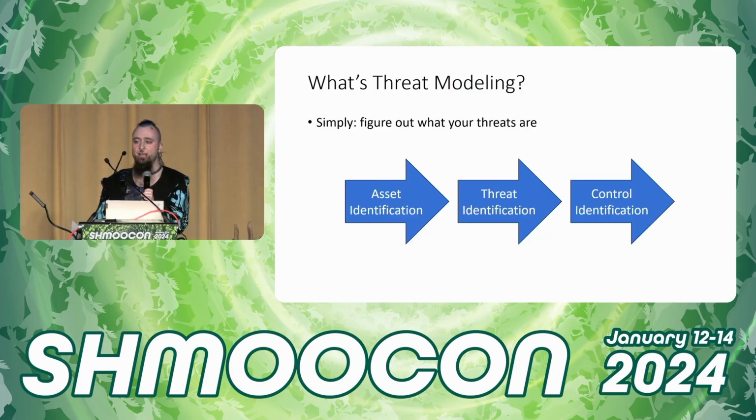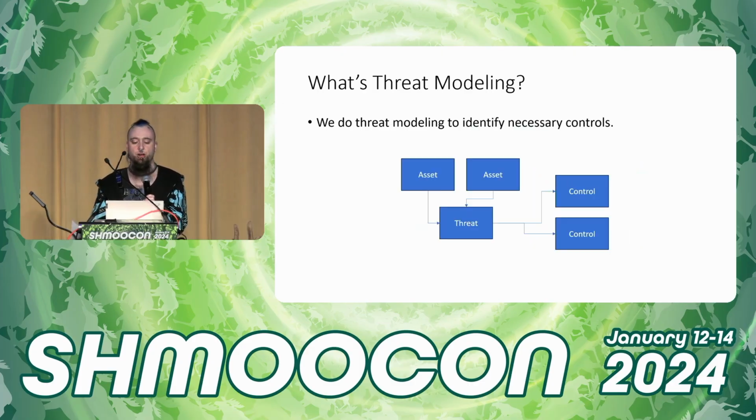So you can already discard the majority of what you have been taught about threat modeling. We don't necessarily need a lengthy checklist. We don't necessarily need a framework other than this process. What do we need to do to identify our assets, identify what threats might impact those assets, and what controls we're going to need for them. So what's threat modeling? We do threat modeling to identify necessary controls. We map them from assets to threats to controls. Very easy. I don't know how we ever got into the situation that we are with threat modeling.